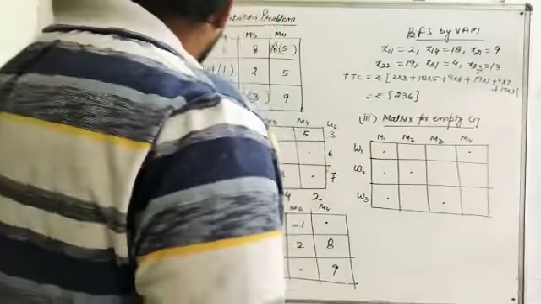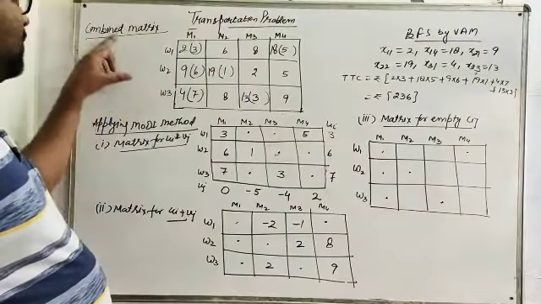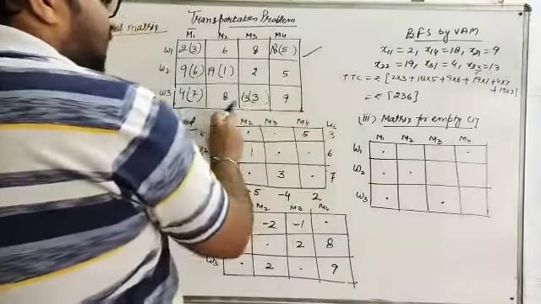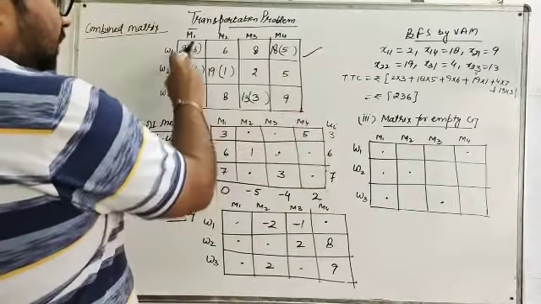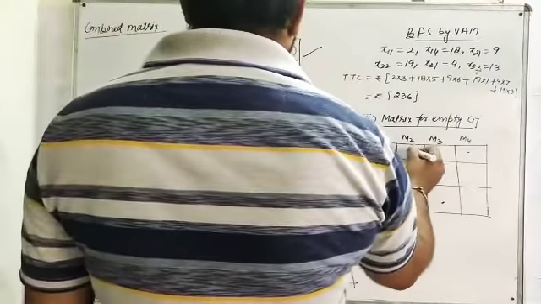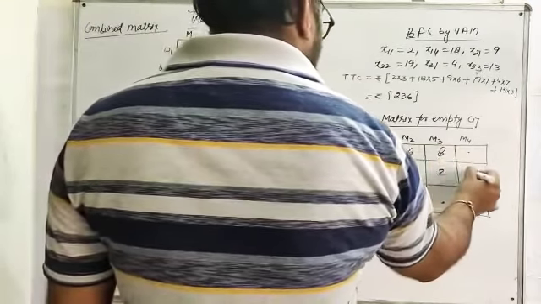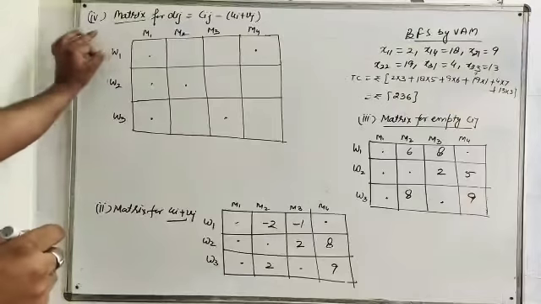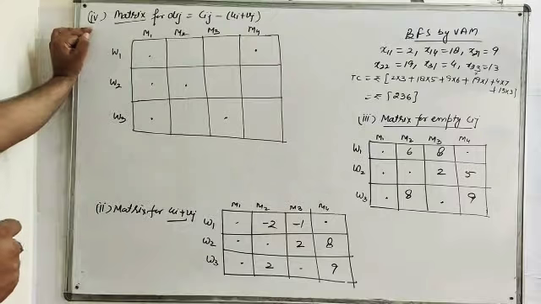So for this, we are moving on to the combined matrix, that is where BFS exists. So in this particular matrix, we have to put dot where entry exists, and the remaining elements remain as it is, that is 6, 8, 2, 5, 8, 9. Now moving on to the next step, matrix for Dij, which is equals to Cij minus ui plus vj.